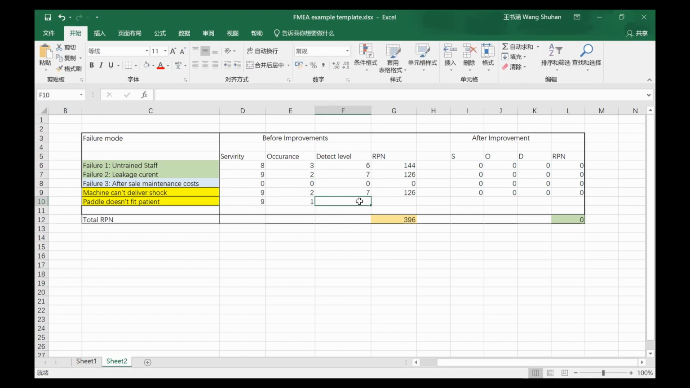And for detect level, this is also, I would say, very likely to be detected. As I stated before, one set of paddles for the adult, a large size paddle, and this paddle for child, they were relatively different, so it will be detected very easily. So I will put a 2 here.